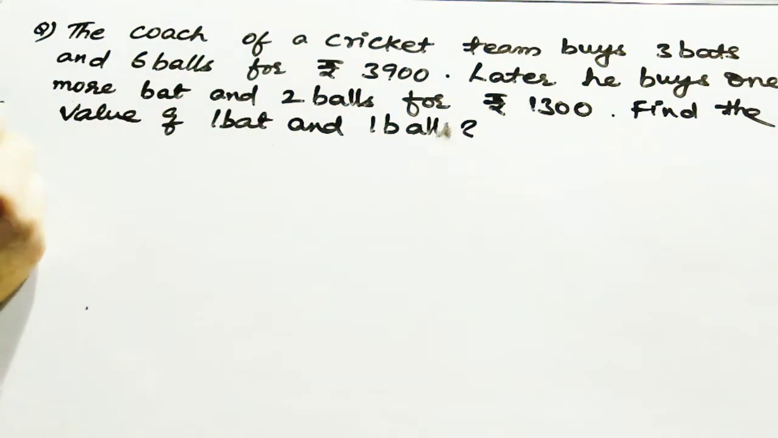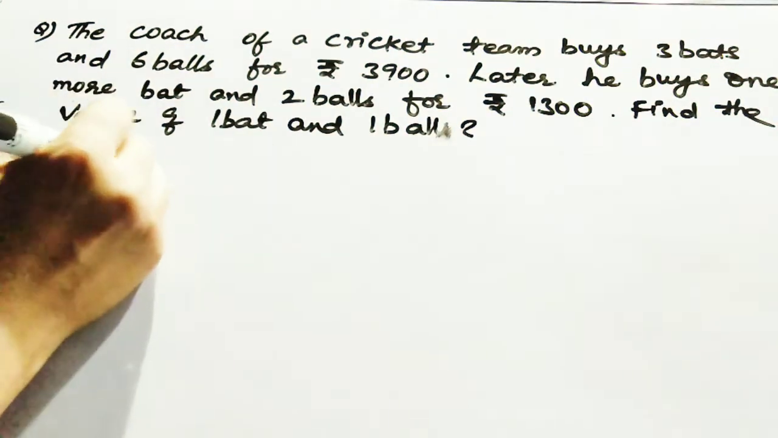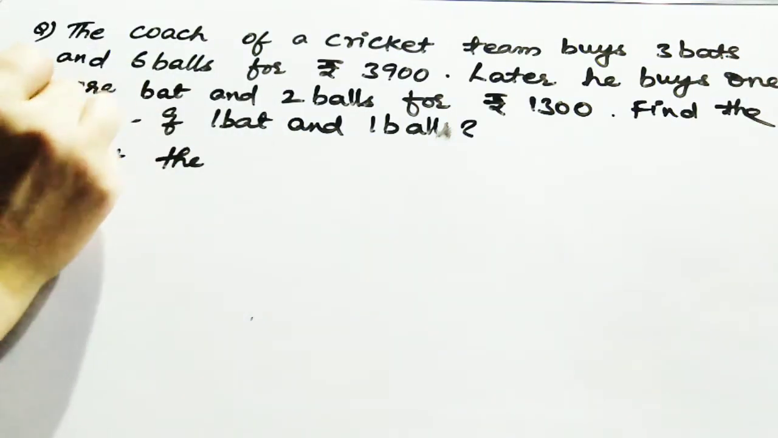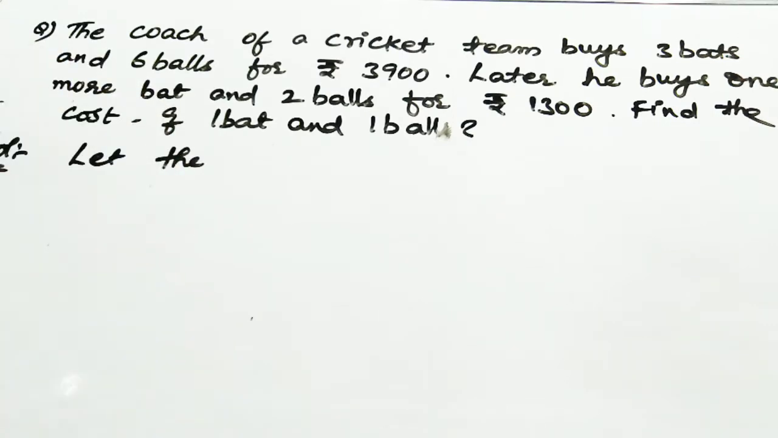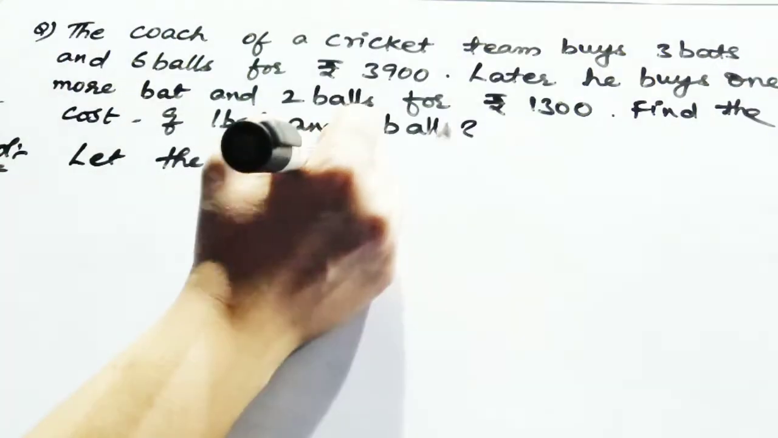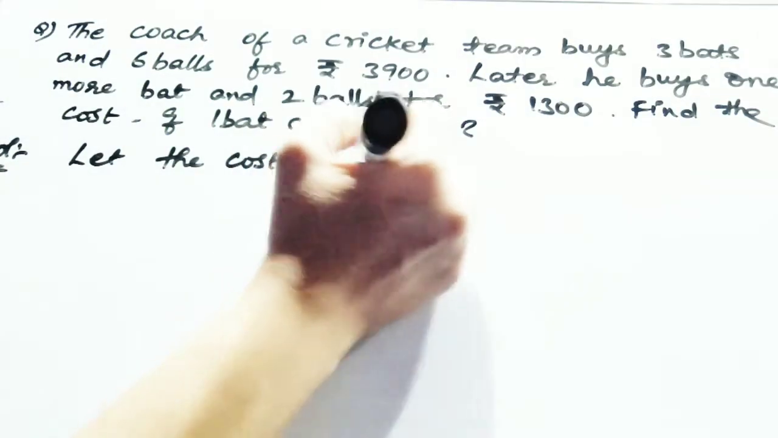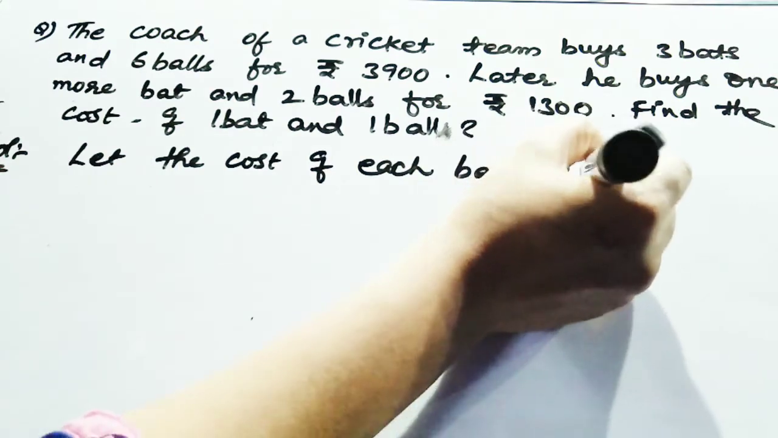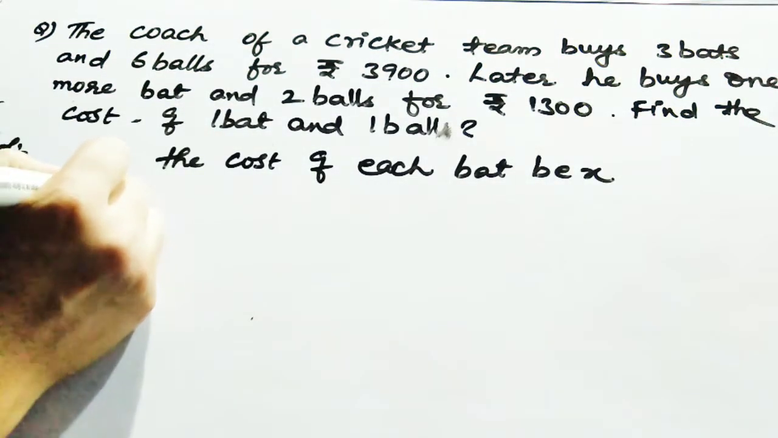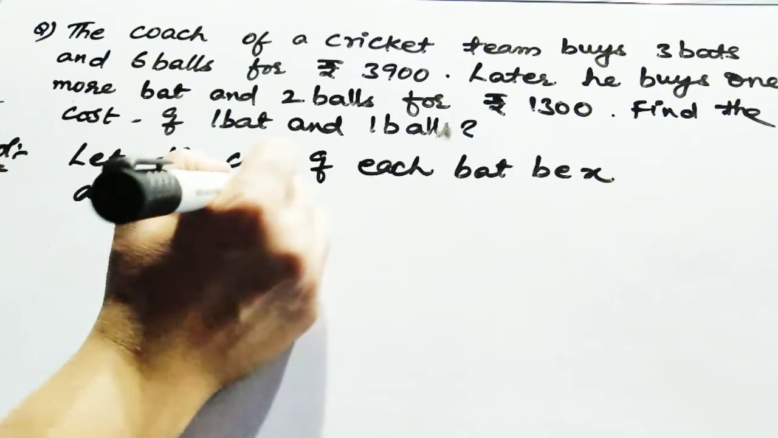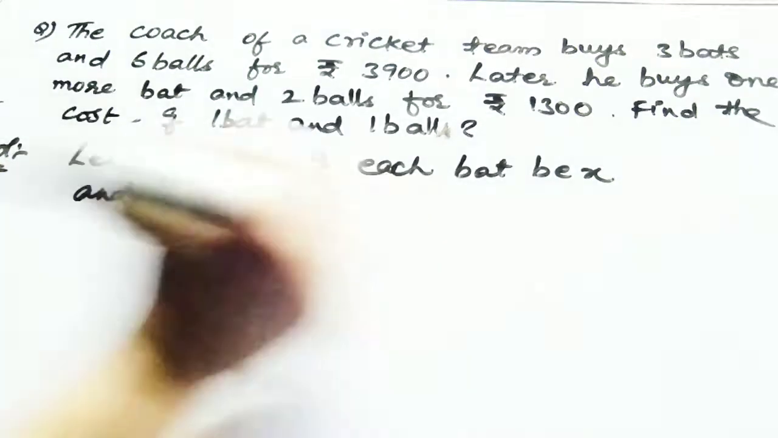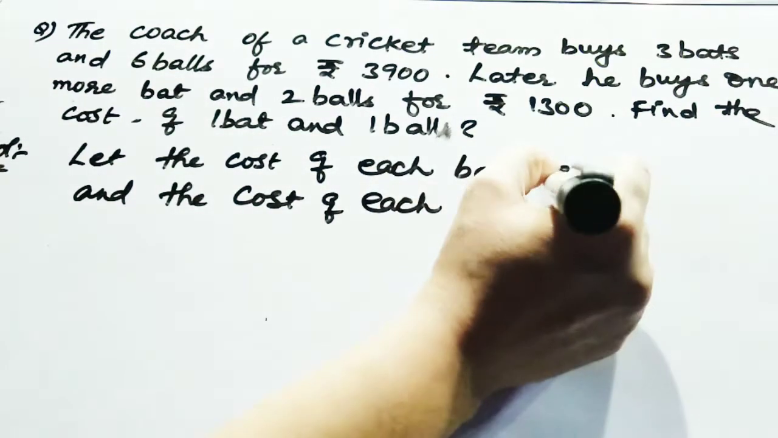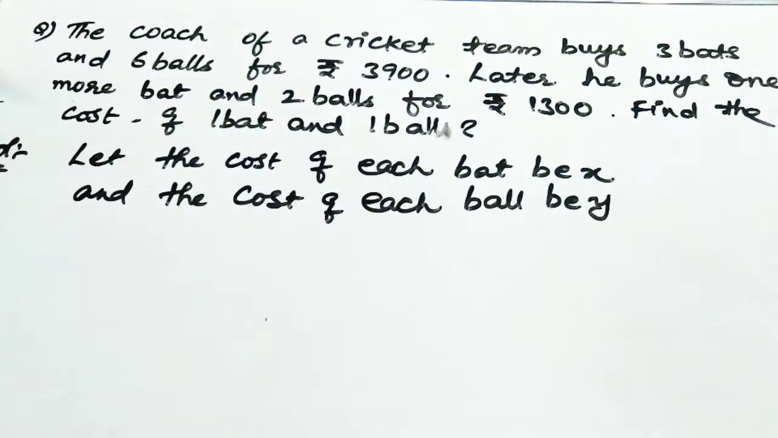Let's do the solution. We have to find out the cost of 1 bat and 1 ball. Let the cost of each bat be x. We don't know it, so we are considering each bat as x, and let the cost of each ball be y. Bat is x, ball is y.